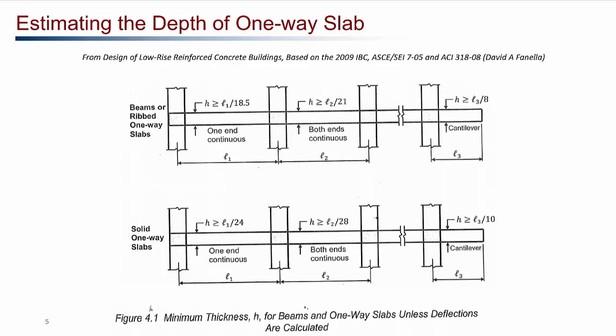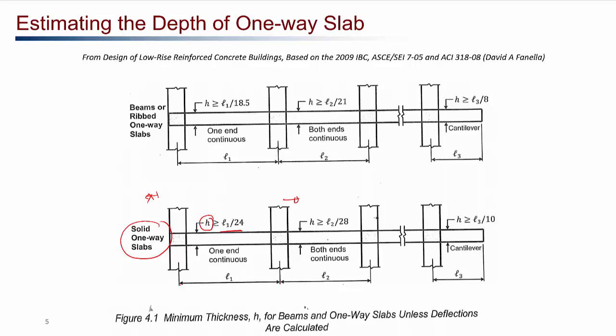So from this rough estimate, we can see that for a solid one-way slab, if it is continuous over one side, that means it is continuous on this side, but there is no continuation over this side, then the depth of the slab can be taken as L1 over 24, where L1 is the center distance between the supports.